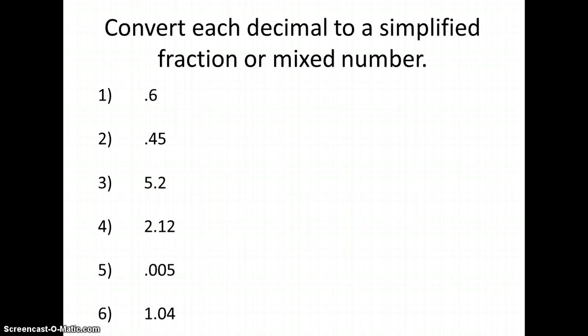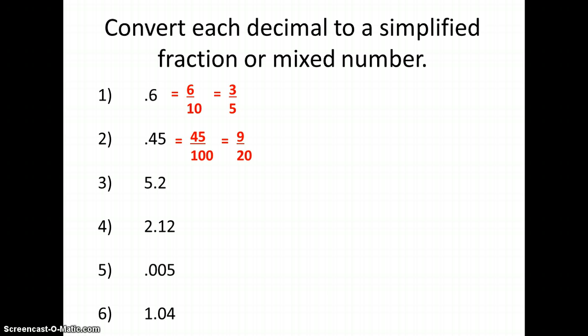If I wanted to convert each decimal to a simplified fraction or mixed number, I would simply start off by writing it as a fraction the way I read it as a decimal. So for example, number 1 is 6/10 as a decimal. So as a fraction, I'd write 6/10 and then simplify it to get 3/5. For the second one, I read 45/100ths. So as a fraction, I would put 45/100 and simplify that to 9/20ths.